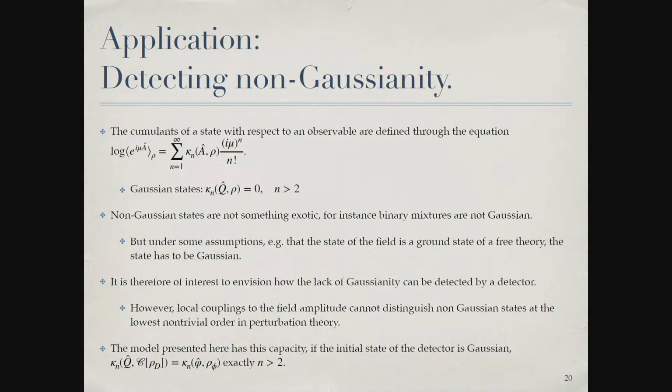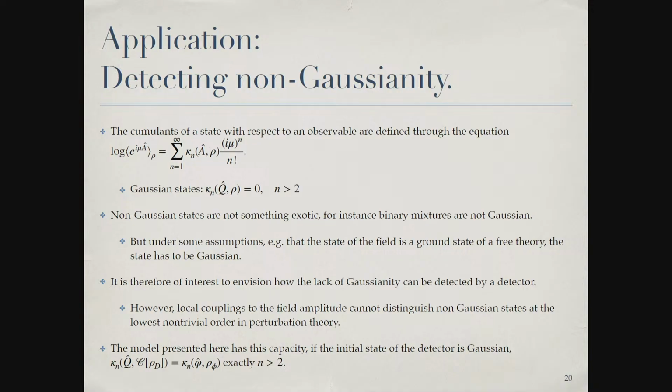So Gaussian states are, for systems that fulfill the canonical commutation relations, systems for which all the cumulants are 0 for n greater than 2. That this guy here is a Gaussian. That's the reason why they're called Gaussian. Non-Gaussian states are not exotic. If I flip a coin, that's not a Gaussian state.